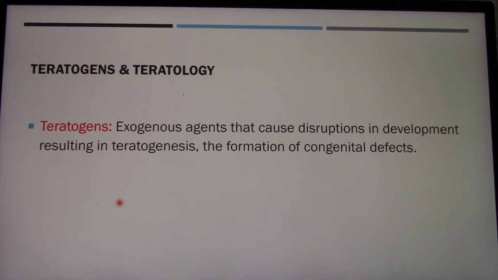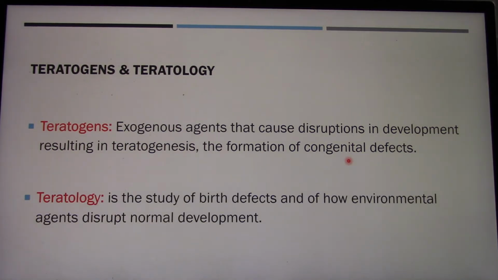So teratogens are exogenous agents. That means they're outside of your body, that cause disruptions in development resulting in what we call teratogenesis. So that's development in the presence of teratogens. And you get the formation of what are called congenital defects. Congenital defects are ones that you're born with. Teratology is the study of birth defects and how environmental agents disrupt normal development.